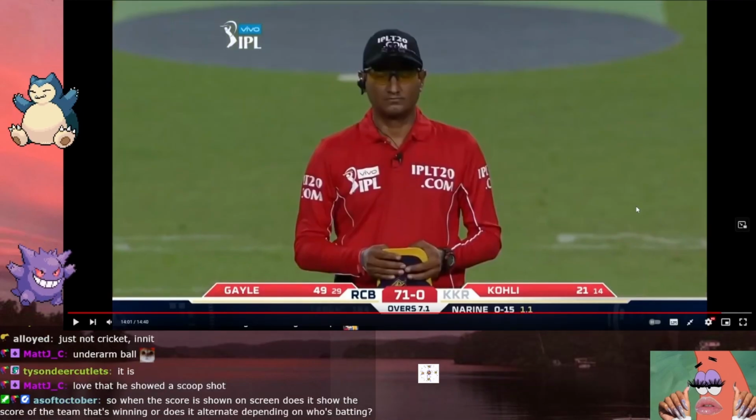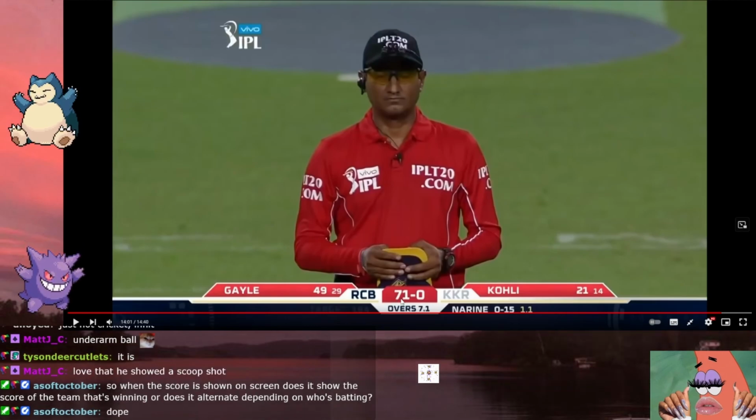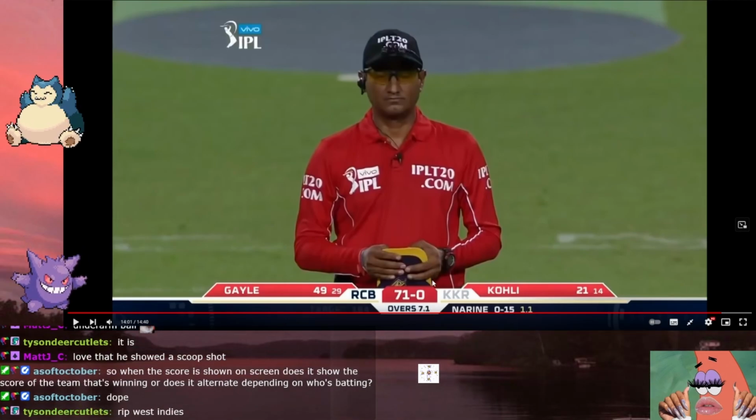So when the score is shown on screen, does it show the score of the team that's winning, or does it alternate depending on who's batting? It is whoever's batting. So right now, Royal Challengers Bangalore are batting, and they are 71 for naught. So they have put on 71 runs without losing a wicket, but I think this umpire is about to give Chris Gayle out maybe. And then if the other team had batted already, their score would be somewhere on this score sheet.